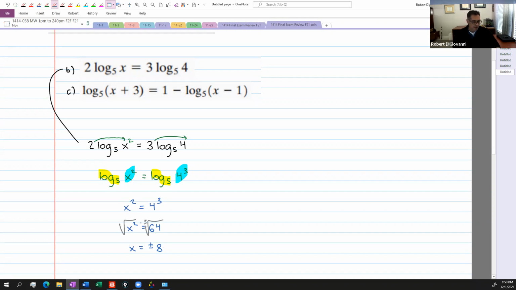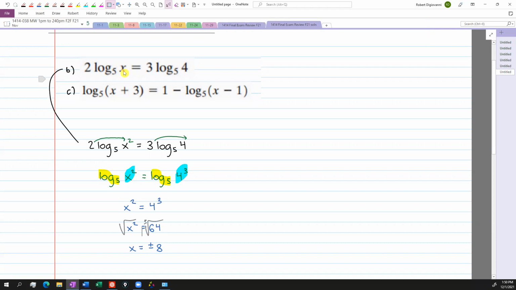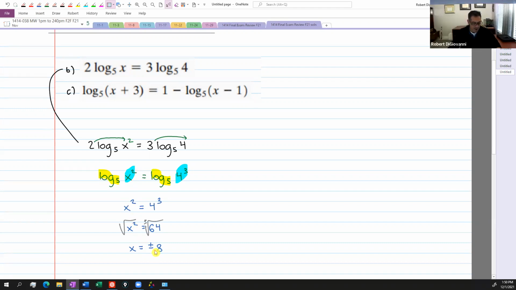Which answer? Do we keep them both, or only one of them, or none of them? Look at your answer. Look at 8. Can you plug 8 in here for x? We only keep the positive, because we can't plug in a negative. That's right. We can't plug this negative into this log, because you're not allowed to plug negatives into logs. So the only answer we have here is that x is 8. All right, that's that one.